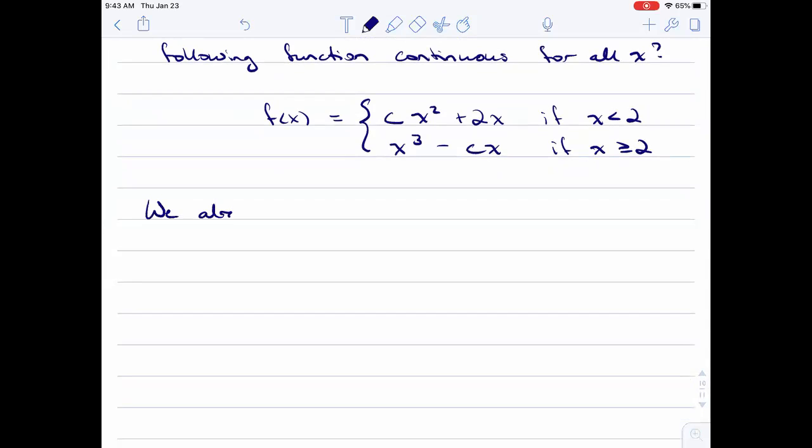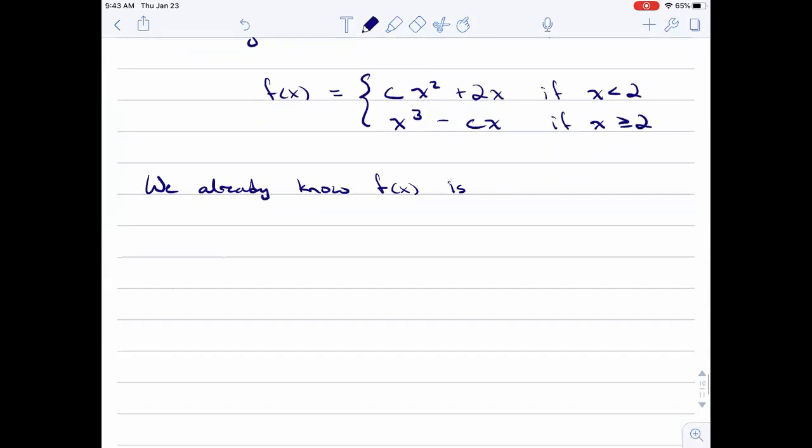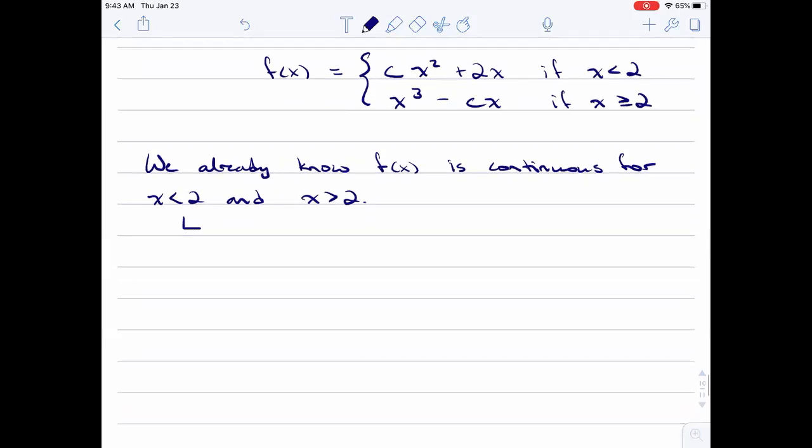So we already know f of x is continuous for x less than 2 and x greater than 2. But we need continuity at x equals 2.